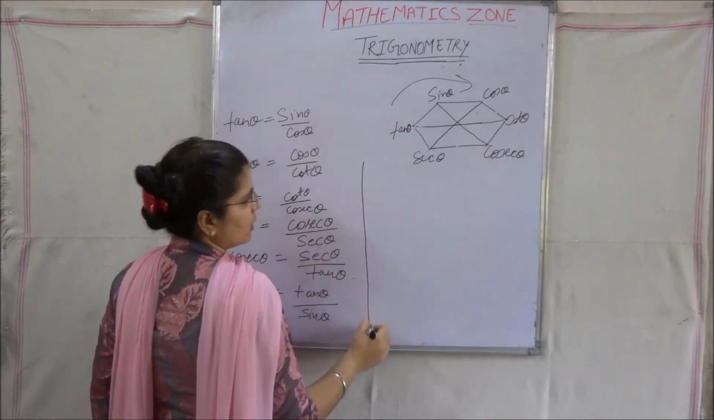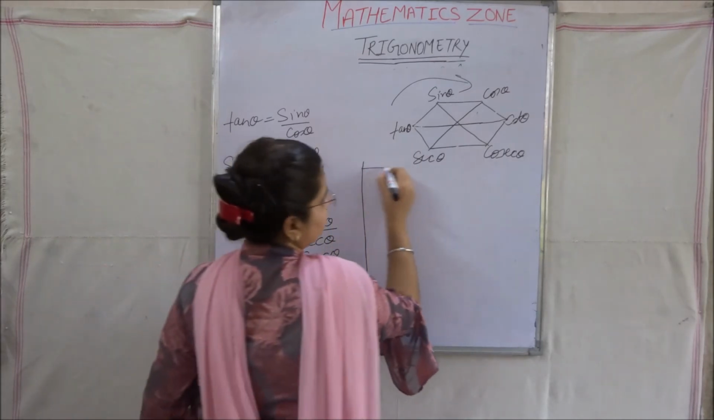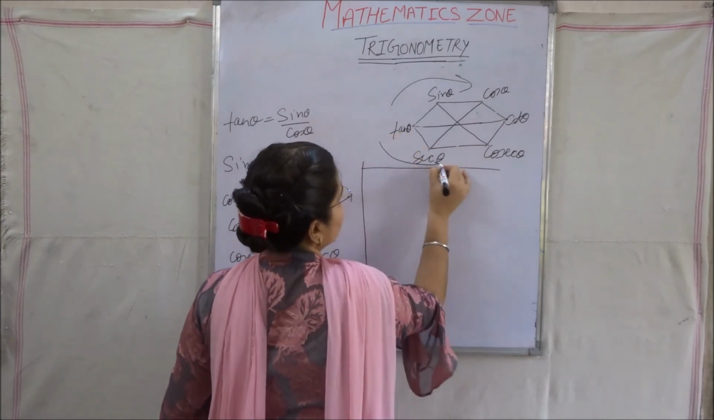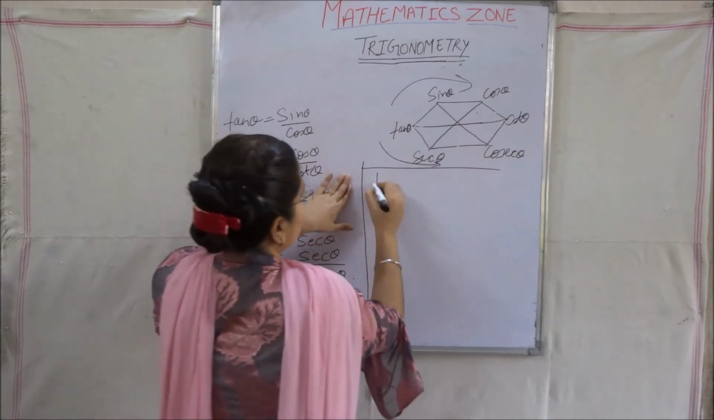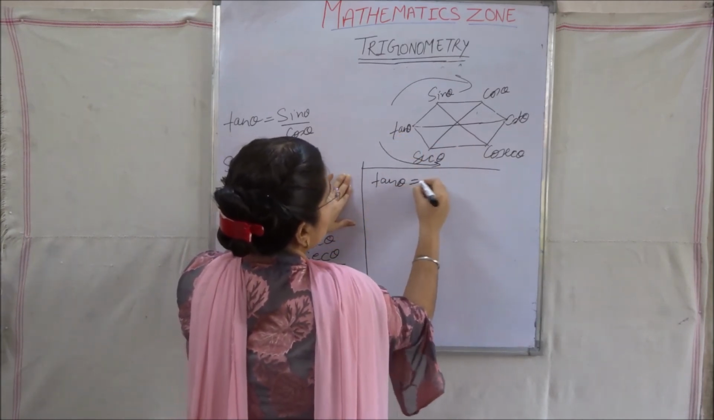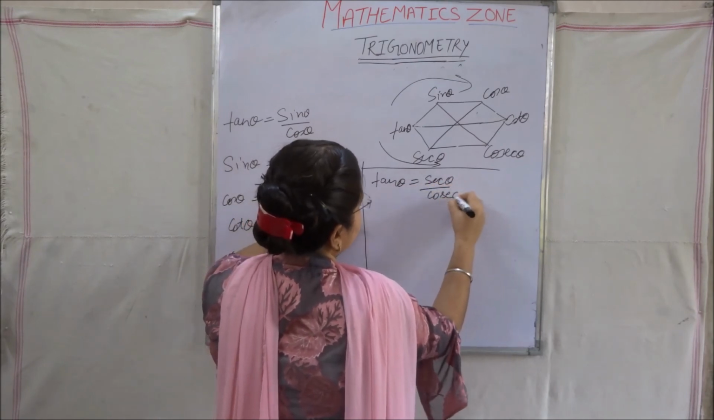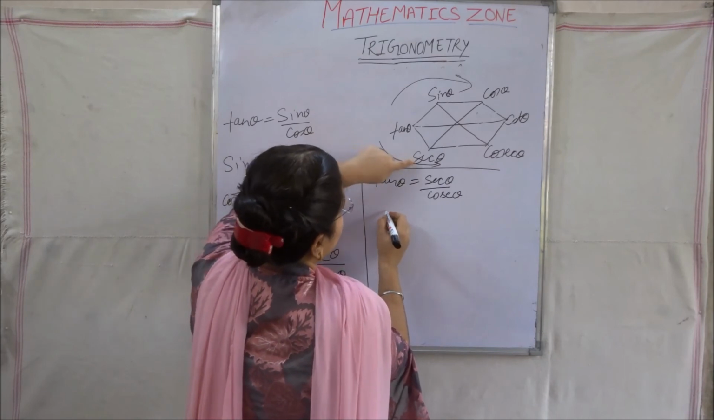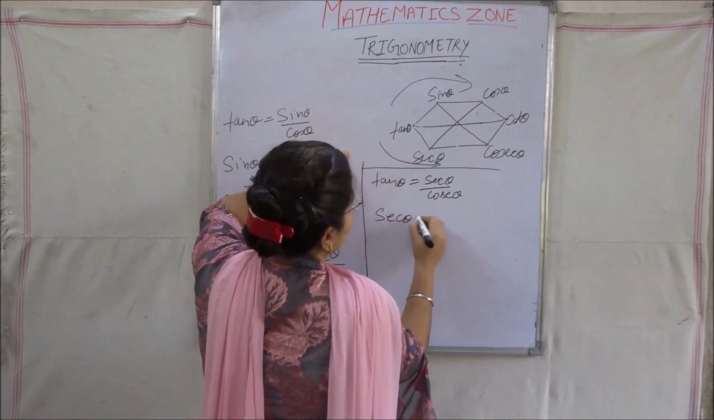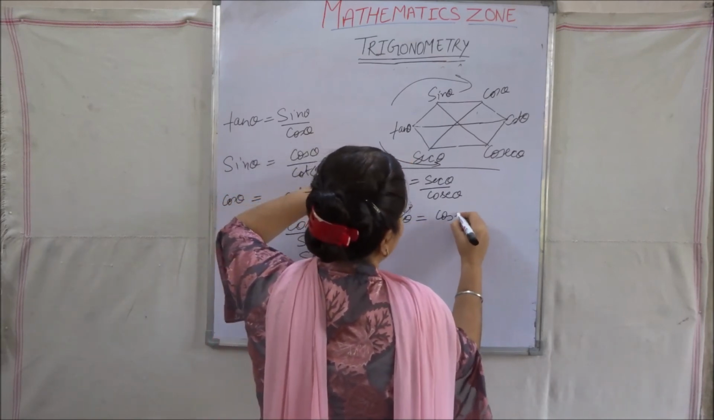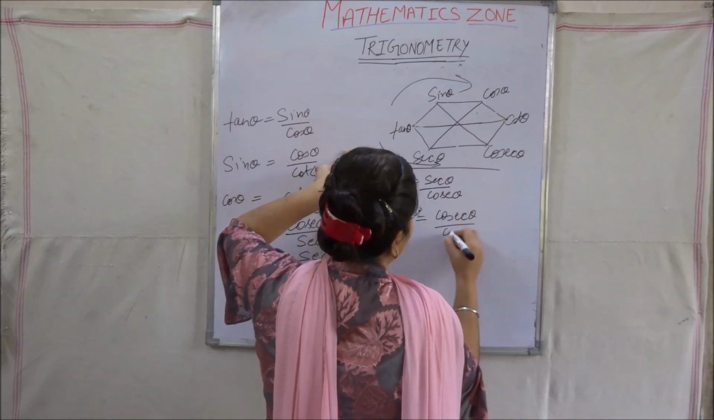Now we will move in an anti-clockwise direction, that is in this way. Now tan theta here will be sec theta upon cosec theta. Sec theta will be cosec theta upon cot theta.